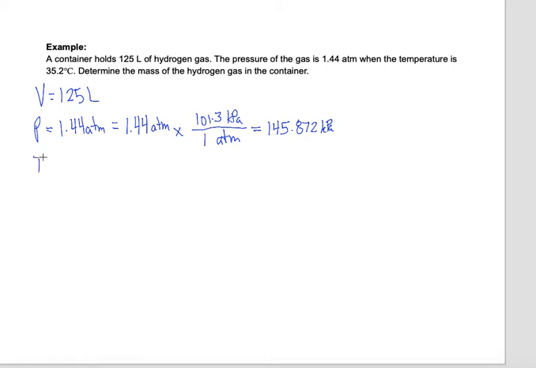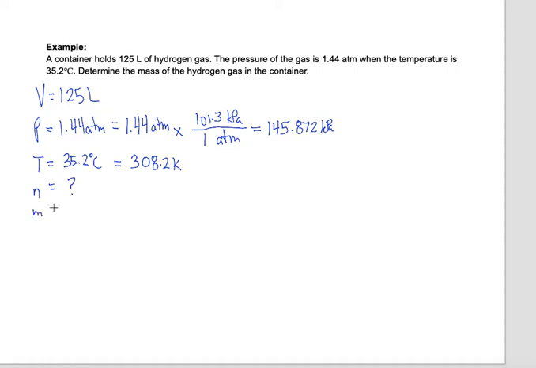So we've got our pressure in the right unit now. We go to our next piece of data. That's our temperature, 35.2 degrees Celsius. But we want it in Kelvin, so we have to add 273 to that. So we would get 308.2 Kelvin.